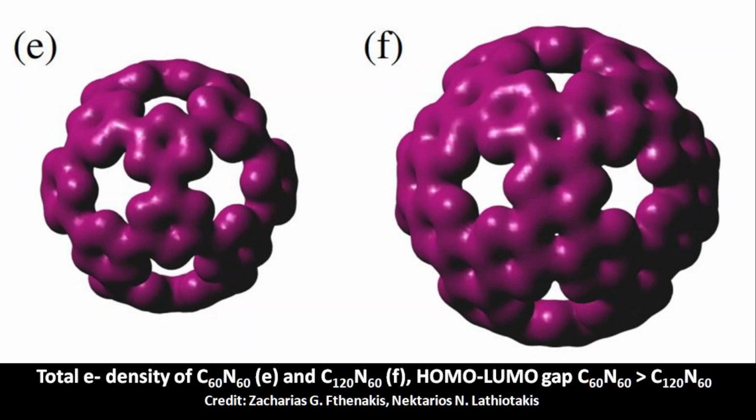This is the total electron density of the porous carbon nitride fullerenes C60N60 and C120N60. The gap between the highest occupied molecular orbital and the lowest unoccupied molecular orbital is important for the properties of a compound. The smaller C60N60 molecule has a bigger gap than the big molecule C120N60.